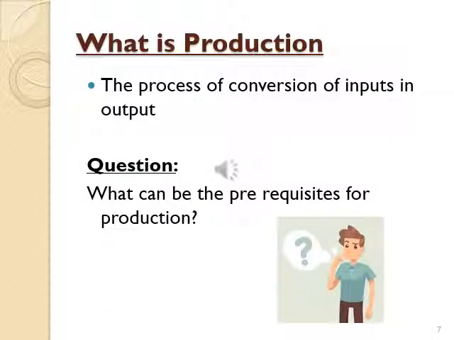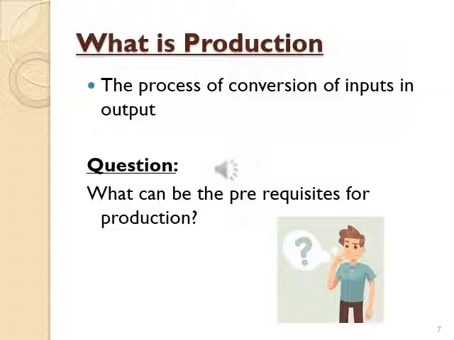Coming back to the concept of economics that says economics is all about production, consumption, and transfer of wealth. The next question that should come to your mind is what is production and how does that happen? And what are the necessary things for production? So, production is the process of conversion of inputs into outputs. Or let's simply say production is all about converting the raw materials into the finished goods.